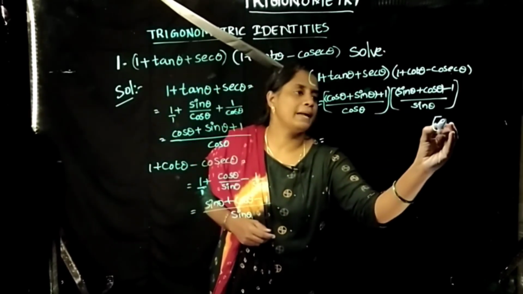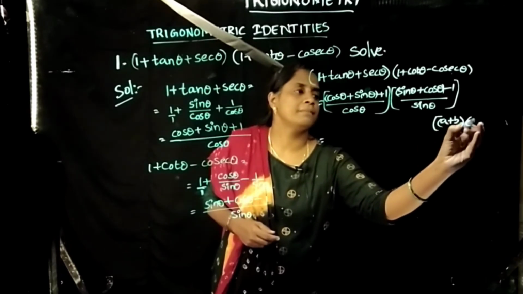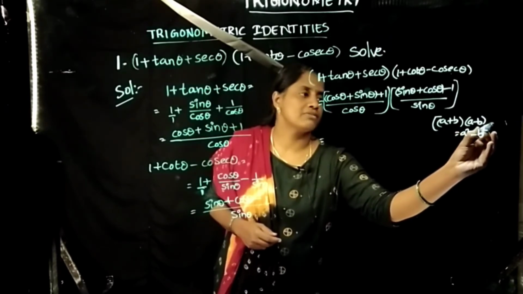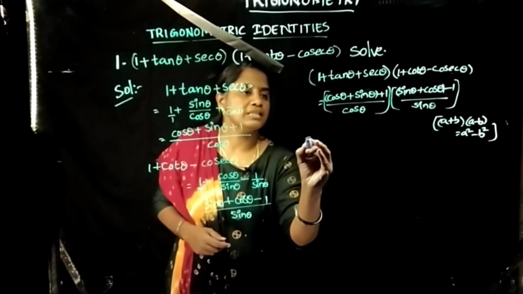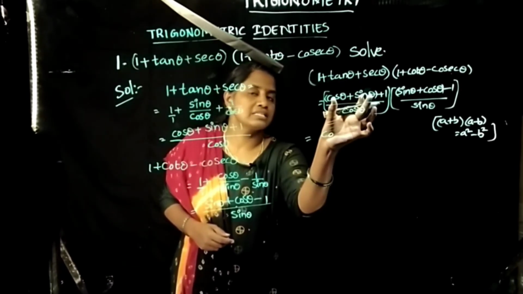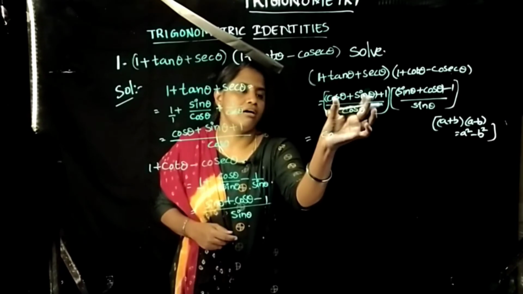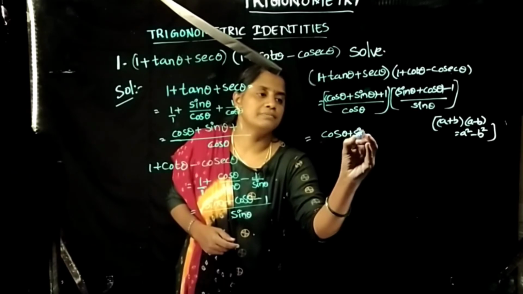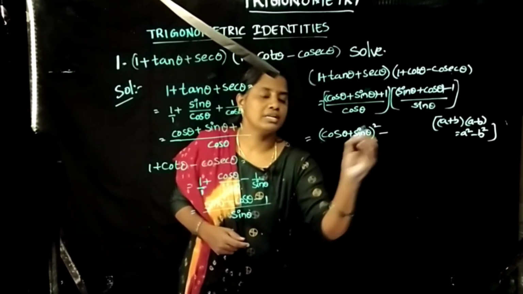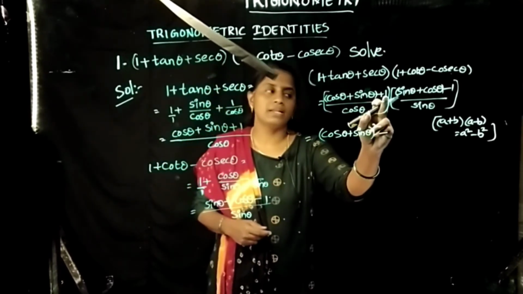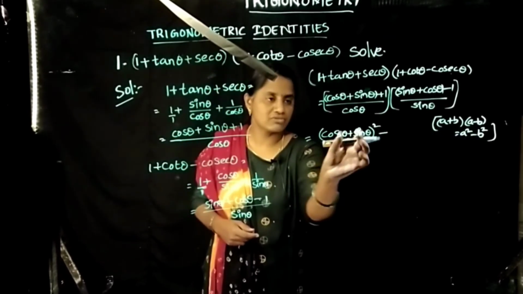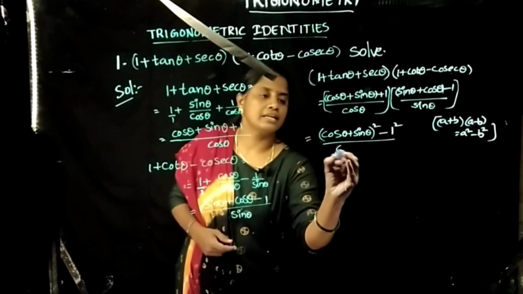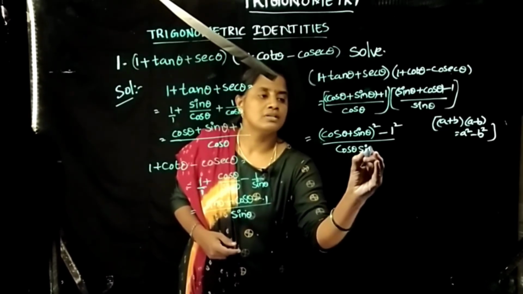What is the formula for A plus B into A minus B? It is equal to A square minus B square. Using that identity, A means cos theta plus sin theta, so A square is cos theta plus sin theta whole square. What is the B value here? 1 is the B value. So A square minus B square by cos theta into sin theta.